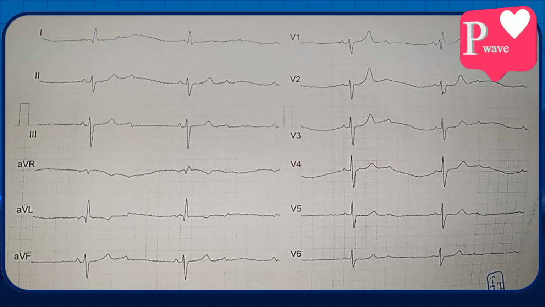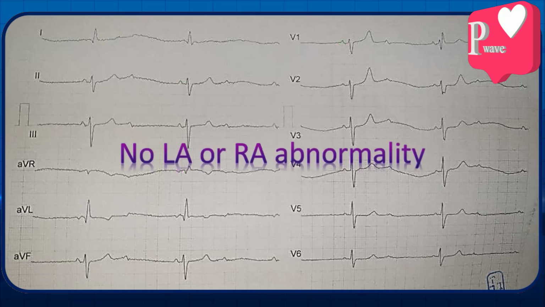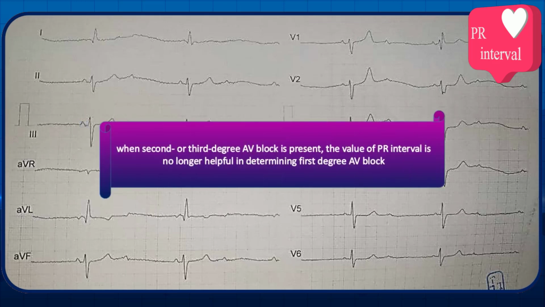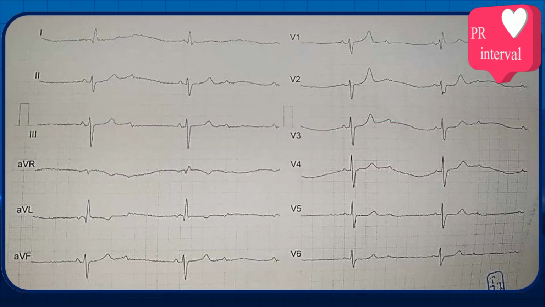Fifth step is examining the P-waves. As we already said, the P-waves are sinus. Both amplitude and duration of P-wave is 2 small boxes, so no LA or RA abnormality exists. Next step is PR interval. Here, the PR interval is about 3 small boxes. Remember that, when second or third degree AV block is present, the value of PR interval is no longer helpful in determining first degree AV block, because second degree AV block is superior to first degree AV block. So, we can somehow skip this step.